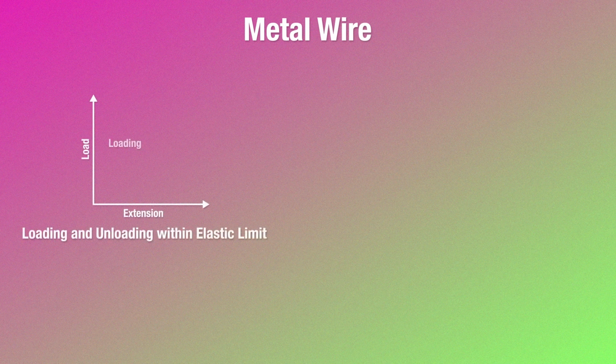Let's say we do this for a metal wire. We'll see that as long as the elastic limit isn't crossed, the loading and unloading curves are essentially the same. This is because metal is really efficient at storing and releasing elastic potential energy. So almost all the energy stored while loading will be released while unloading. Although this isn't the case if the elastic limit is crossed.